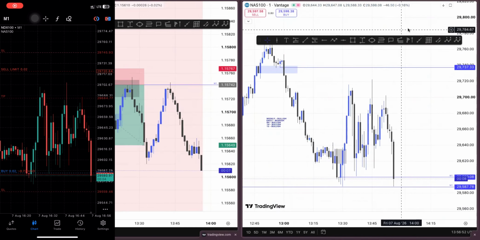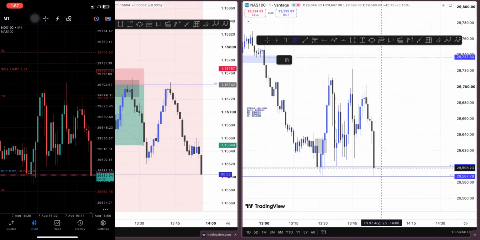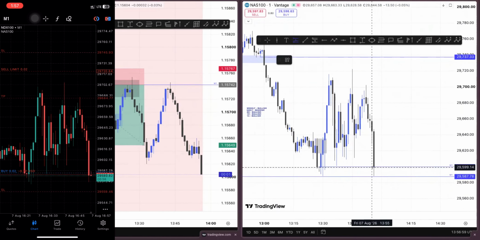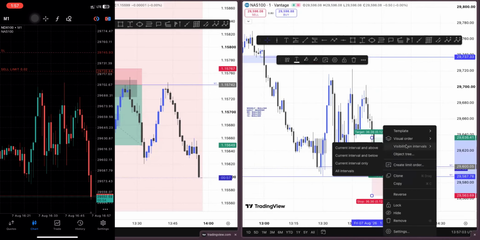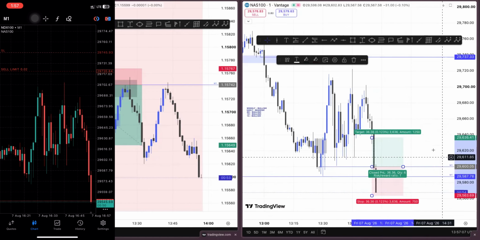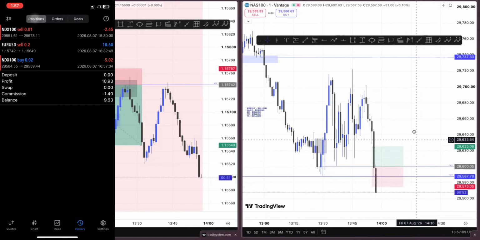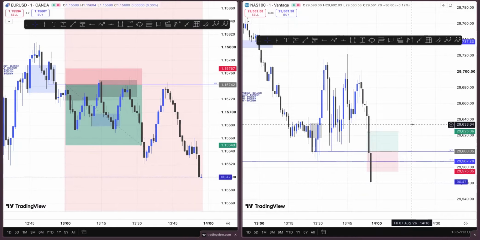So now it just triggered the buy side. Let's see how this buy side plays out. Entry was right from here. Nah, just tapped me out.